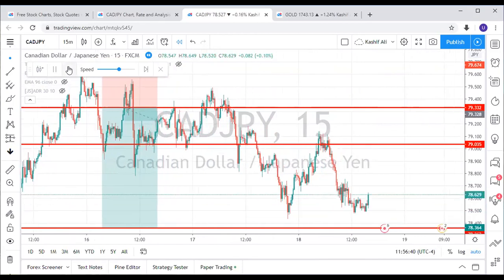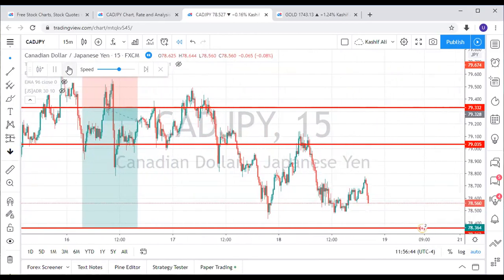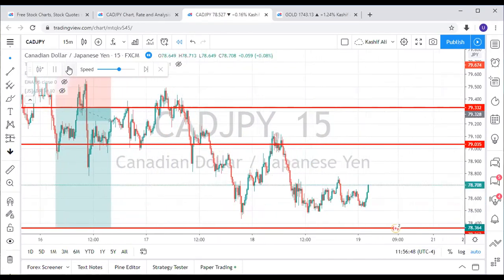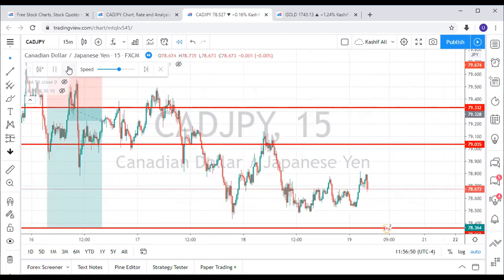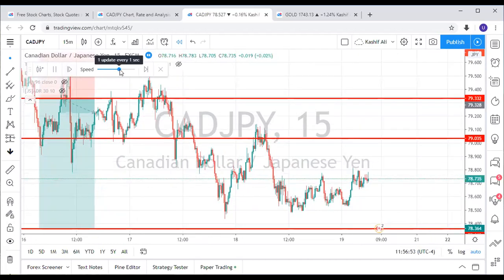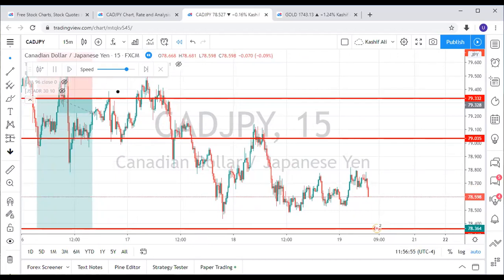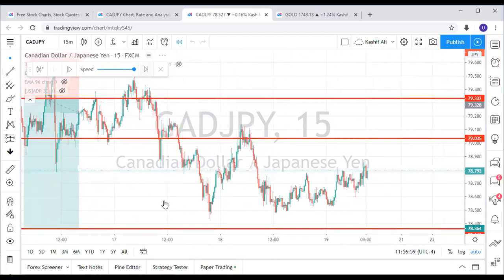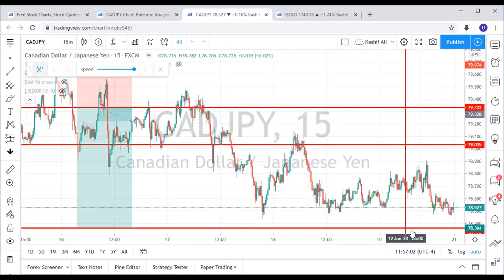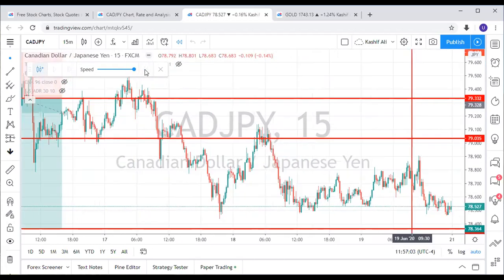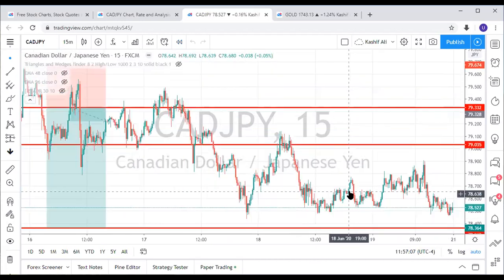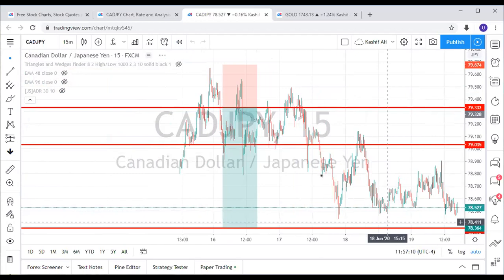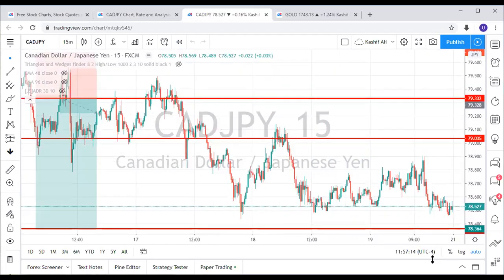So see, it is trying to push up, but is unable to because CAD is weak, since oil had the pullback. I'll just forward it. So here it is. It will come down. So yeah, almost it is hit. Just for your reference, it is almost. So when the pair starts ranging like this, consolidation, you can come out of your trades.